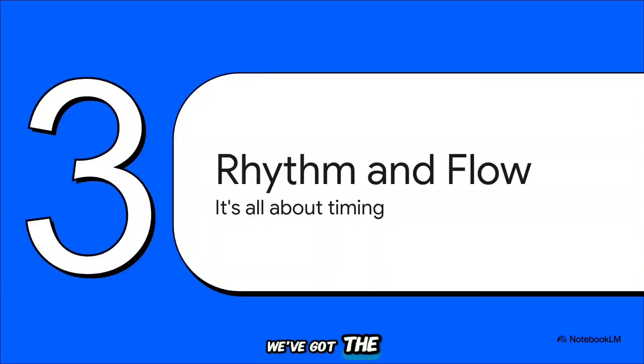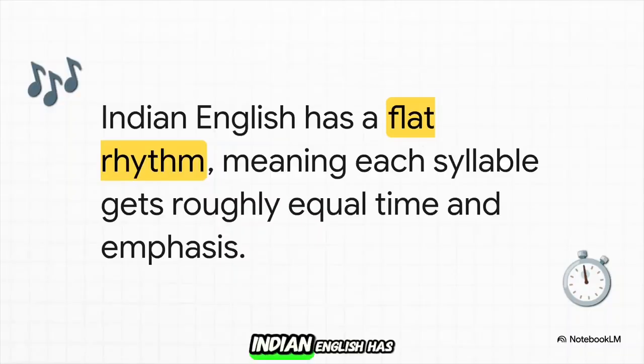Okay, so we've got the individual sounds down, but the next piece of this puzzle is the rhythm, the actual music of the language. This isn't about what sounds you make, but how they're timed and spaced out. Indian English has what linguists call a syllable-timed rhythm. Now that's a fancy term, but all it really means is that each syllable gets a roughly equal amount of time and emphasis. It creates this very even, almost staccato beat, which is way different from the kind of up and down roller coaster rhythm of American English.